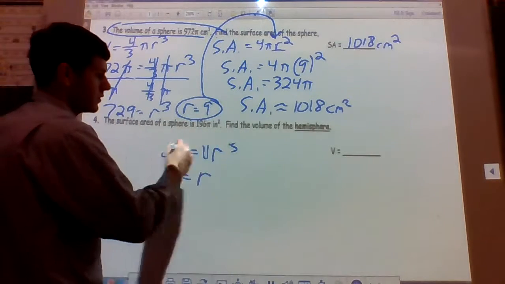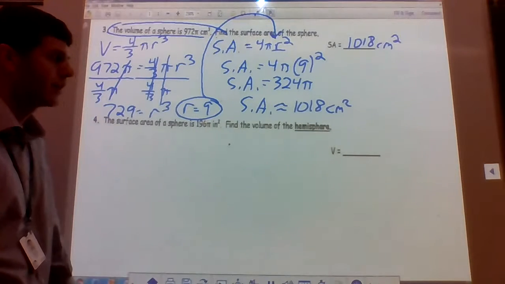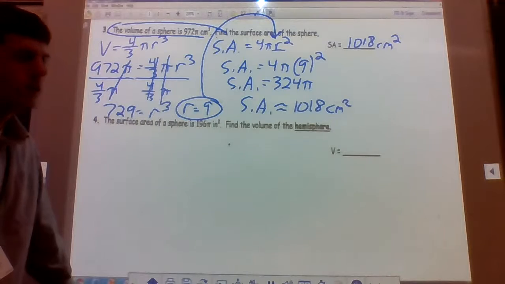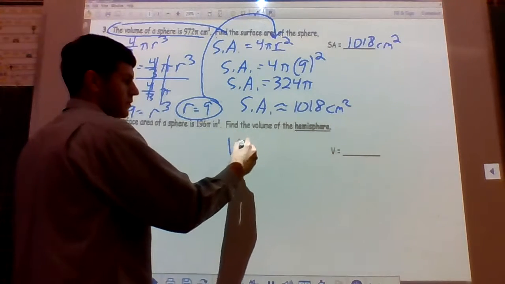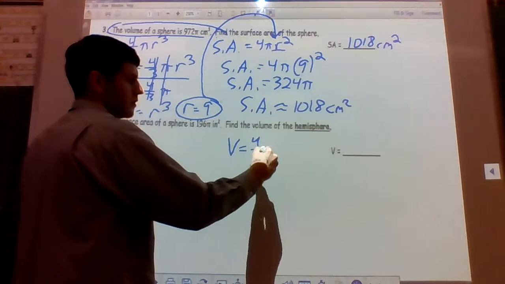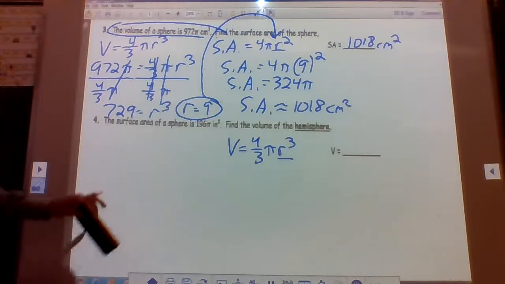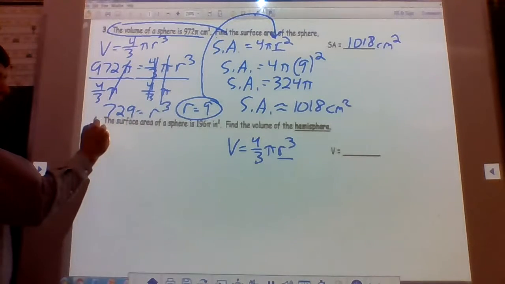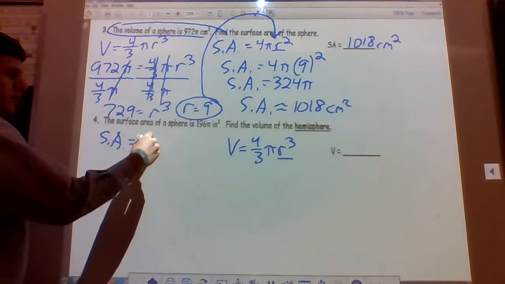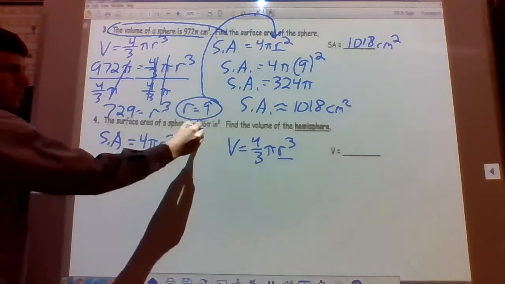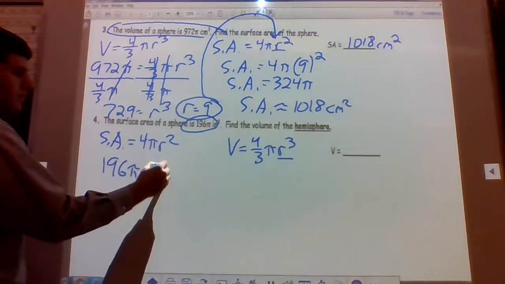Okay, here the surface area of the sphere is 196 pi. We want to find the volume of the hemisphere, so the hemisphere is half of the sphere. But in order to find the volume of the hemisphere, we've got to find the sphere. So to find the volume of the sphere, that's going to be 4/3 pi r cubed, which means we need the radius. So we're going to have to use the surface area to find the radius. So surface area is 4 pi r squared. We know the surface area is 196 pi. So that's going to equal 4 pi r squared.